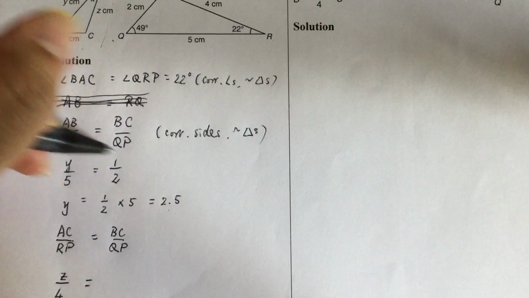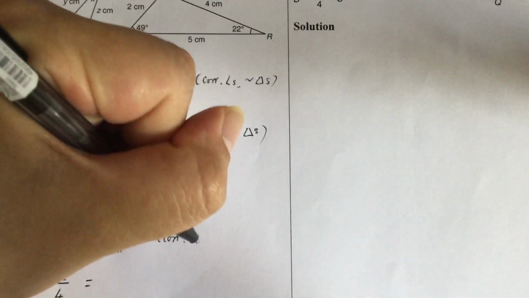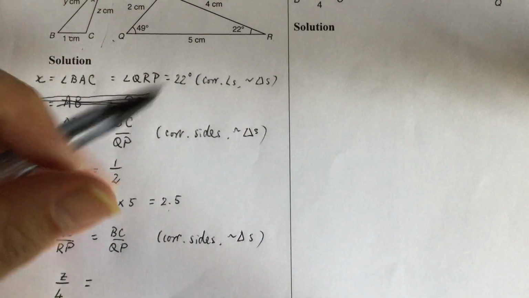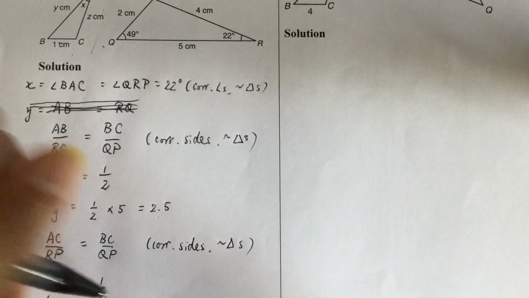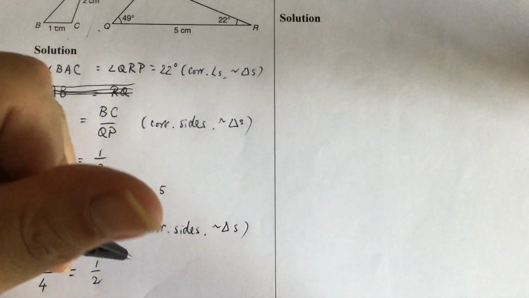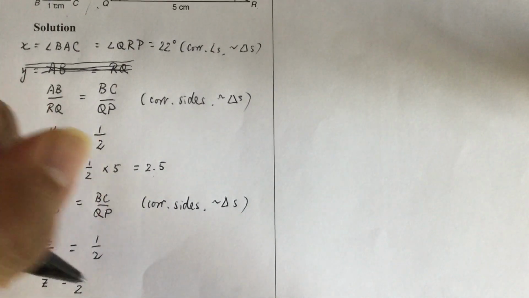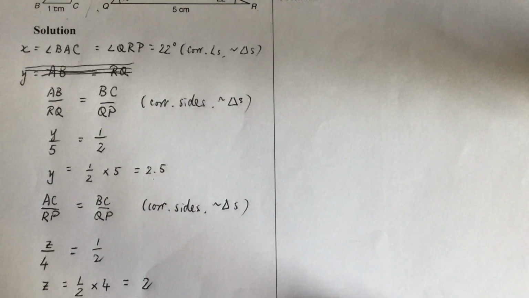We will use the pair with both numbers here. So this is the corresponding sides, similar triangles once again. This time BC over QP is 1 over 2. So we get z is equal to 1 over 2 times 4. So this one is 2. So that we can solve all x, y, and z.